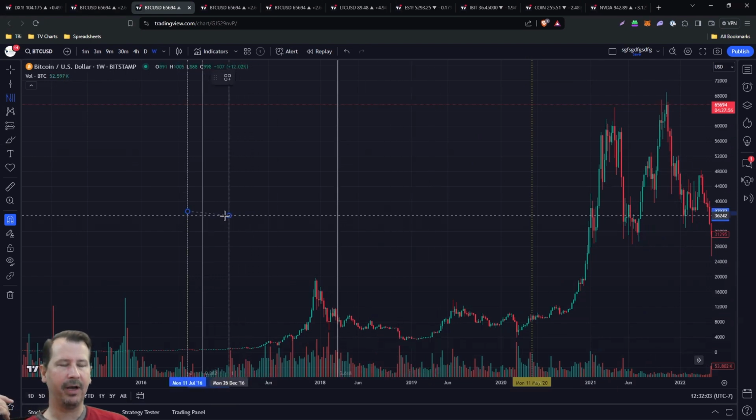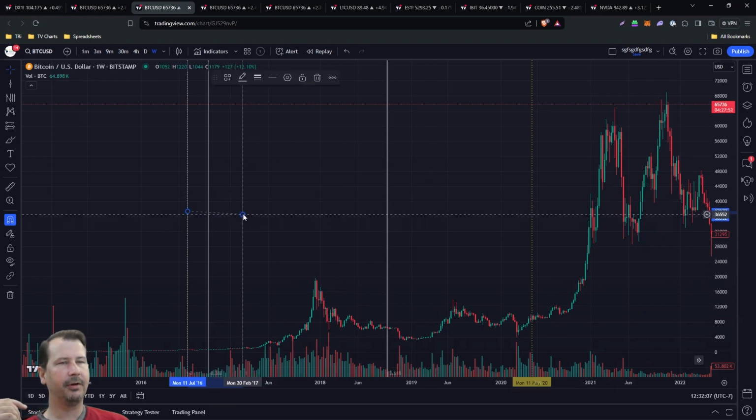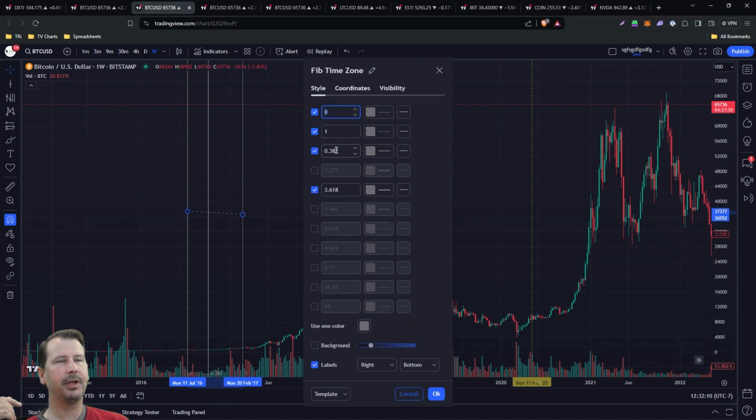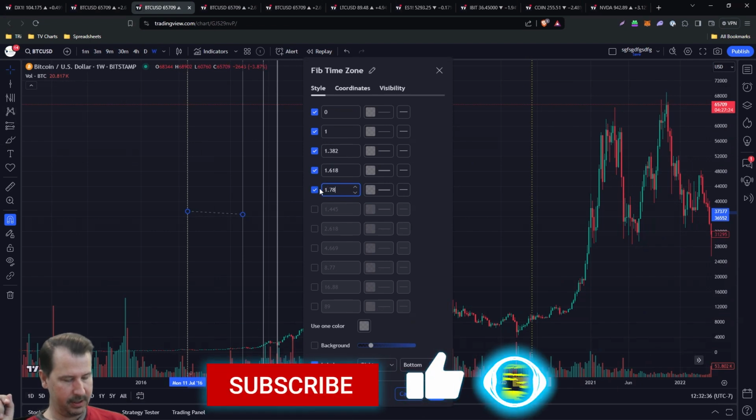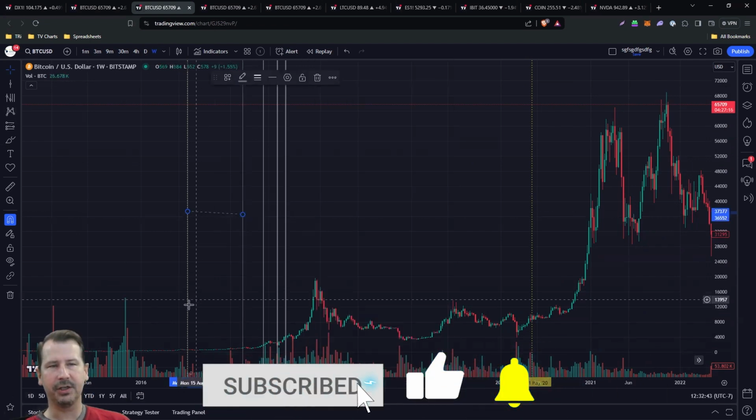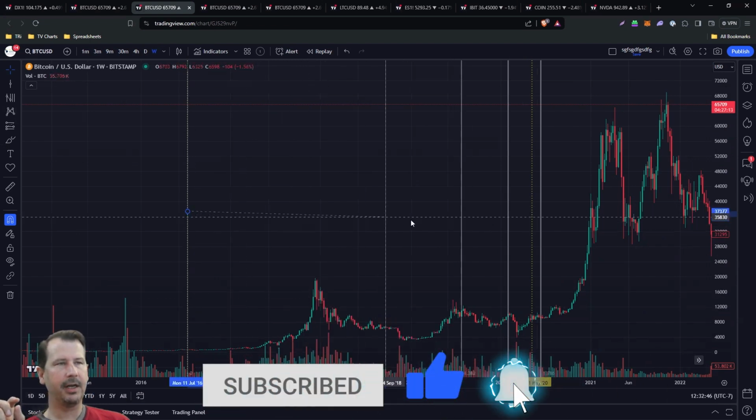Notice I have on here, I don't know what I have on here, but we'll set this up. 38.2 fib, and then things like, let's go, but we want to do it beyond, right? So we're measuring the following cycle. So we're going to go 1.382, and then we'll go 1.618, and then we'll go like 1.786. Now let's stretch this from one happening event to the next happening event.